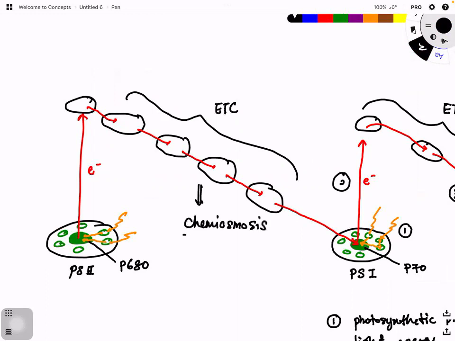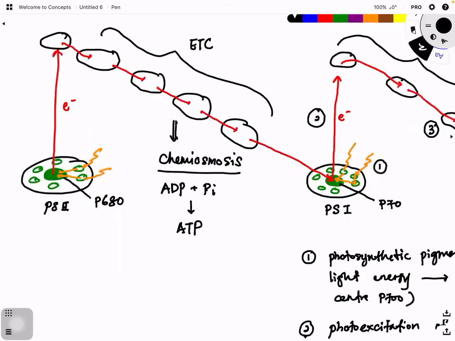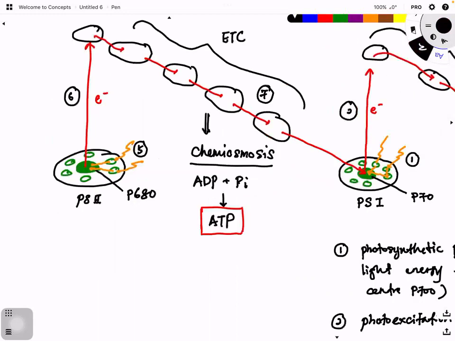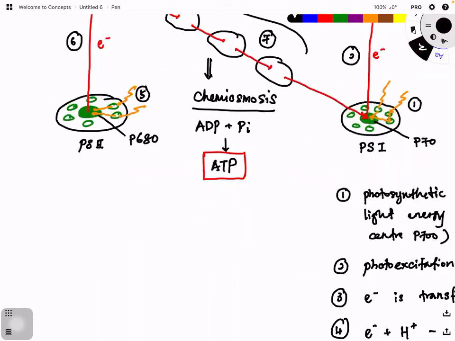So what is the main event? ADP together with the inorganic phosphate group become ATP. Are you clear? Can you see that? So it produces the second item required for the Calvin cycle. So write down number 4, this one number 5, number 6, number 7. Okay, so number 5, event number 5.